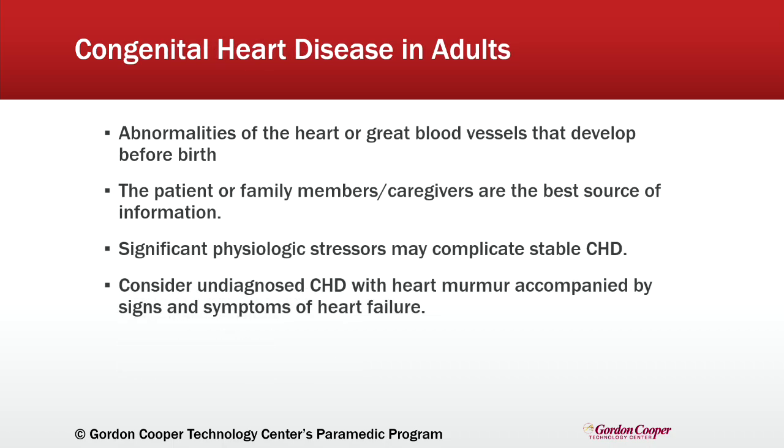Congenital heart disorders in adults. We talk about these in the pediatric section, but sometimes those pediatric patients actually grow to adulthood. And then we wind up with congenital heart abnormalities or heart diseases that involve the heart or great blood vessels. The severity can range from insignificant to immediately life-threatening. Typically, the patient, family members, or caregivers are going to be the best source of information. They're almost always very familiar with whatever condition they have.